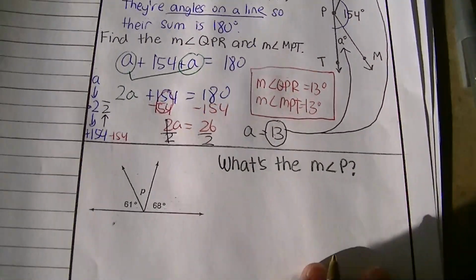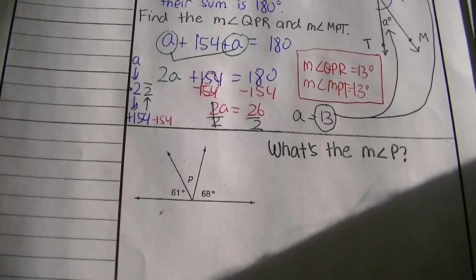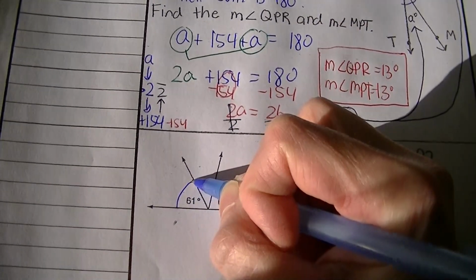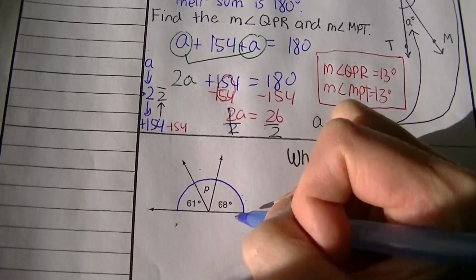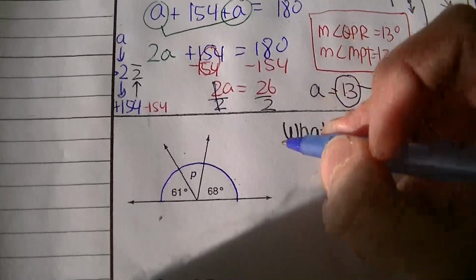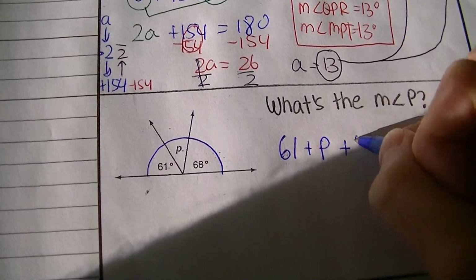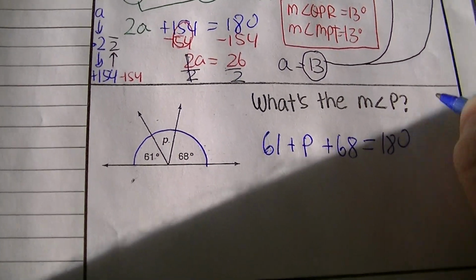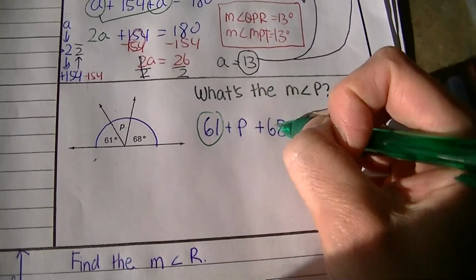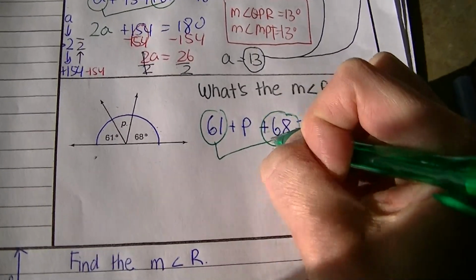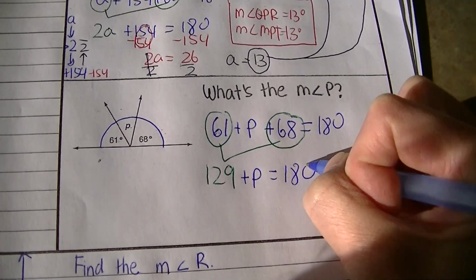The next problem: what's the measurement of angle P? I want you to write an equation to help you come to the answer. I know this angle plus this angle plus this angle. All three are angles on a line, so their sum is going to be 180 degrees. So this angle, which is 61 degrees, plus this angle, which is labeled P, plus this angle, which is 68 degrees, their sum is 180 degrees. There's your equation. From there, you just simplify it. 61 plus 68 is 129. Bring down your plus P, your equal sign, and your 180.